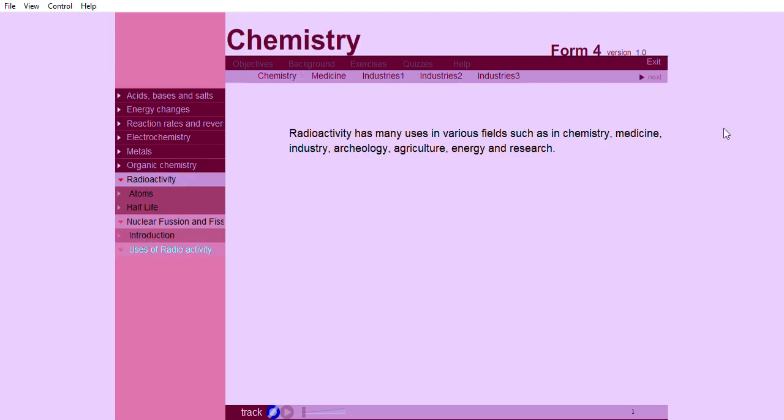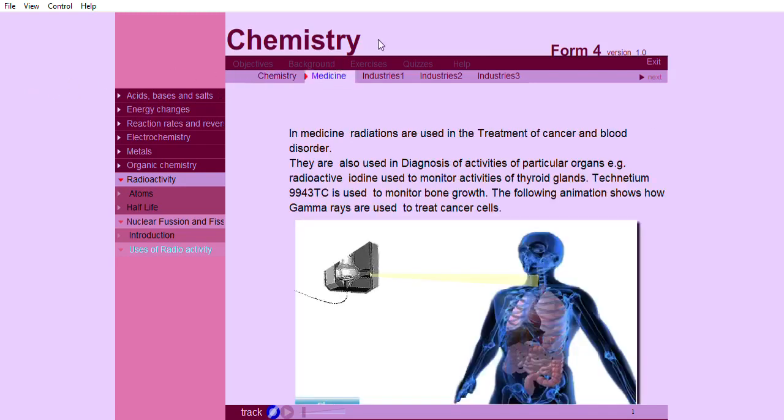Radioactivity has many uses in various fields such as chemistry, medicine, industry, archaeology, agriculture, energy, and research. In chemistry, it determines atoms involved in a particular chemical reaction, that is, reaction mechanisms. In medicine, radiations are used in the treatment of cancer and blood disorder. They are also used in diagnosis of activities of particular organs, for example, radioactive iodine used to monitor activities of thyroid glands.